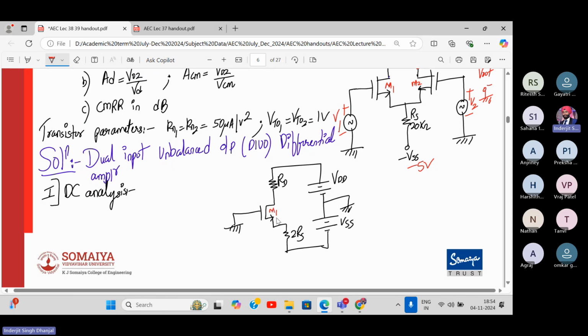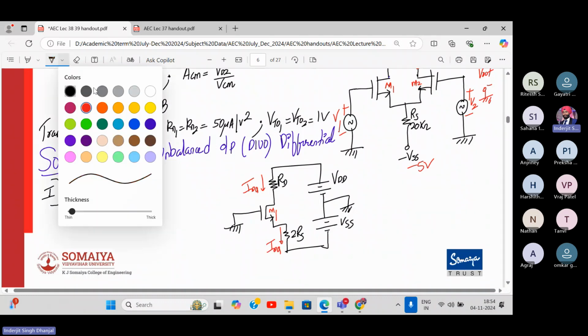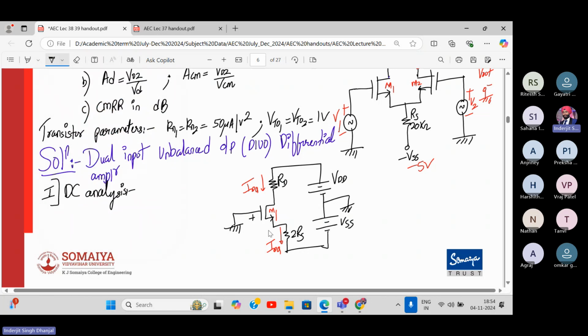This is M1 transistor. This is current IDQ, and this also the same current IDQ. Just for the formality, we have done it because we already know the formulas now. If you wish, you can apply this analysis again, or else you can directly use the formula, but not without drawing the circuit. You have to draw the circuit this way. So we consider half circuit because of symmetry, right? Due to symmetry.